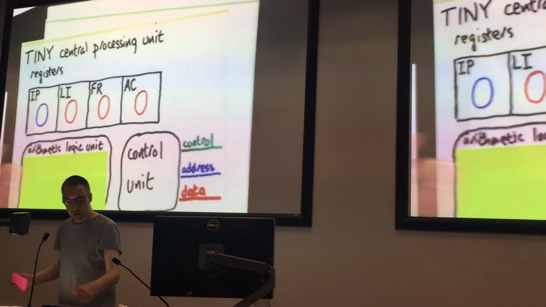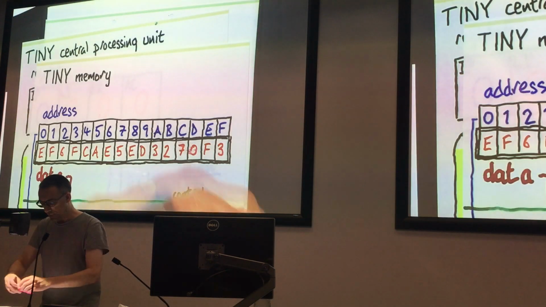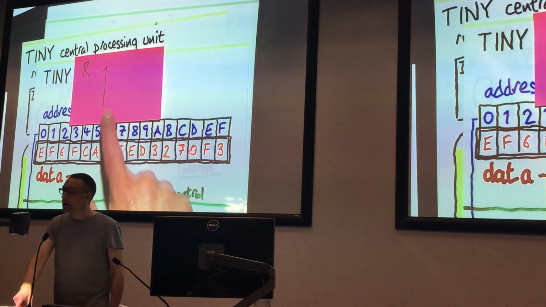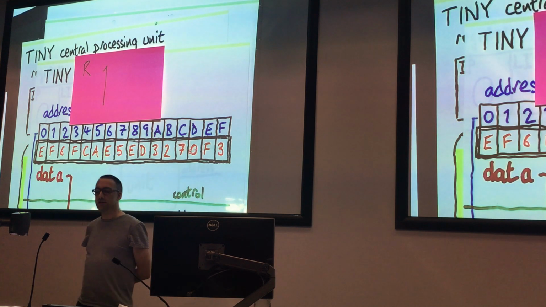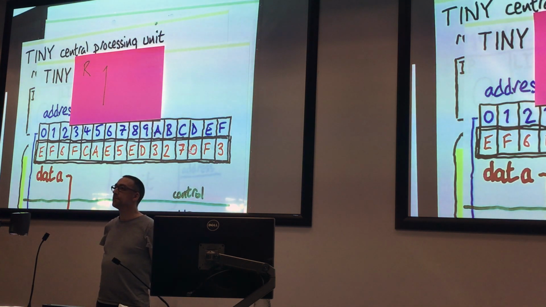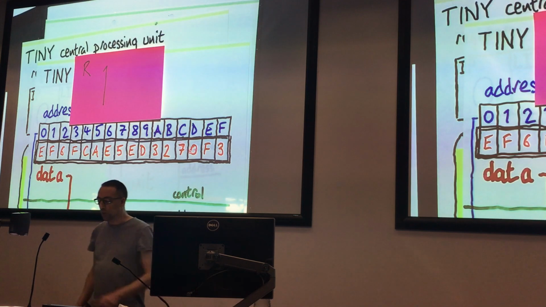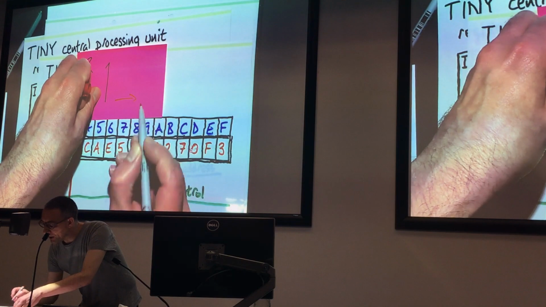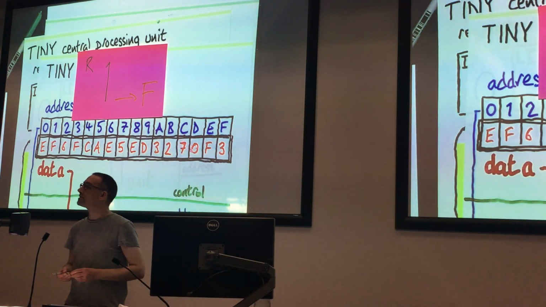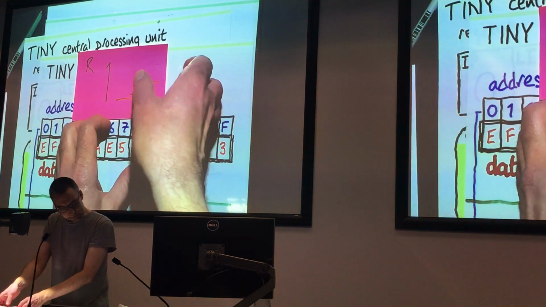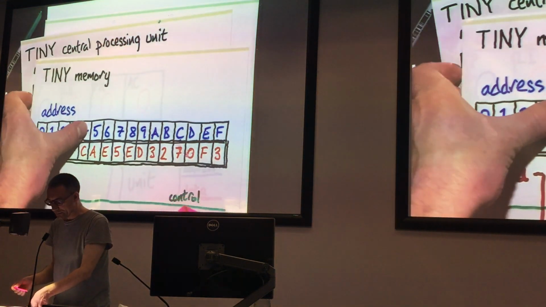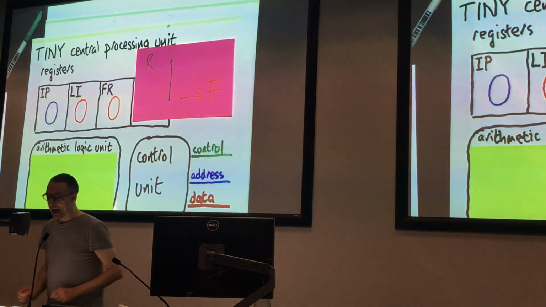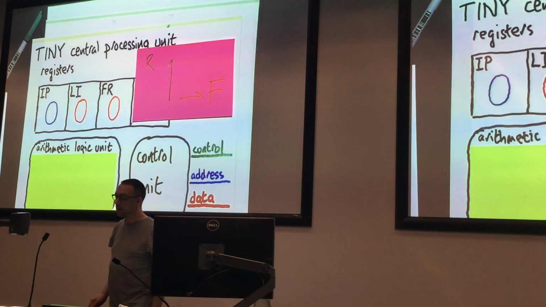Fine. Over in the memory, we receive the read request for location 1. What's going to happen? We'll look at what's in location 1, that's an F, and we send that value F back on the data bus to the CPU. So the CPU just got this F coming back on the data bus.